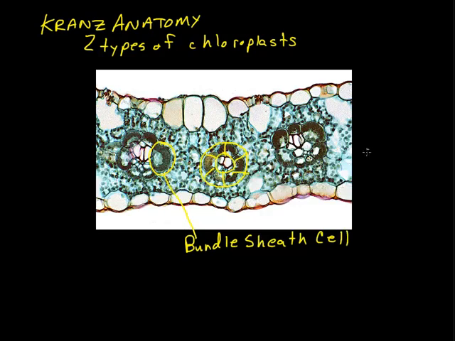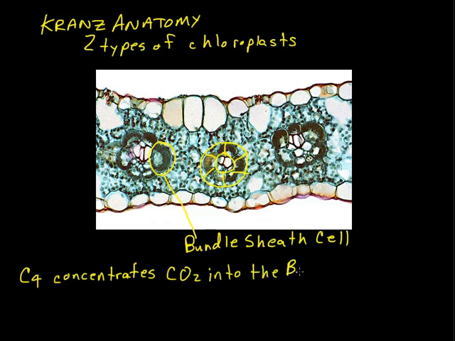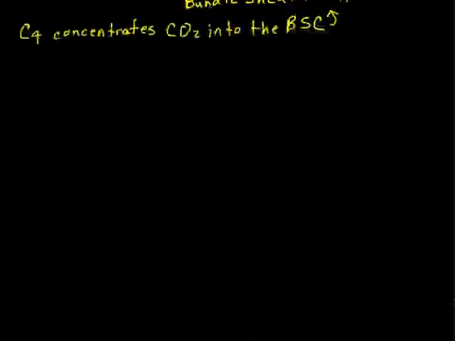Now, why have all this extra stuff? Well, basically, C4 photosynthesis is a mechanism for allowing these mesophyll cells to concentrate CO2 into the bundle sheath cells. So let's write that out here. C4 concentrates carbon dioxide into BSC for bundle sheath cell. There's a little hint for you. And so let's look at this a little more closely here with a figure.